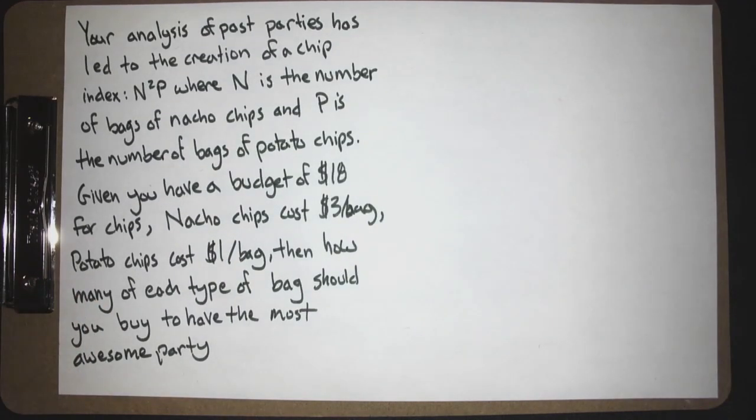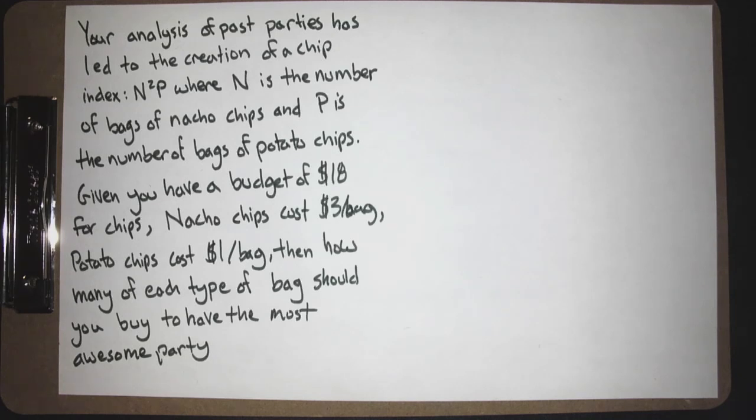Your analysis of past parties has led to the creation of a chip index, n squared p, where n is the number of bags of nacho chips and p is the number of bags of potato chips. Given you have a budget of $18 for chips, nacho chips cost $3 per bag, potato chips cost $1 per bag, how many of each type of bag should you buy to have the most awesome party? The implication is the higher your chip index, the more awesome the party. So just to clarify how I'm measuring awesomeness.